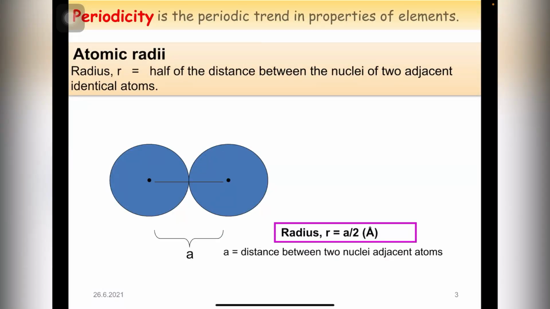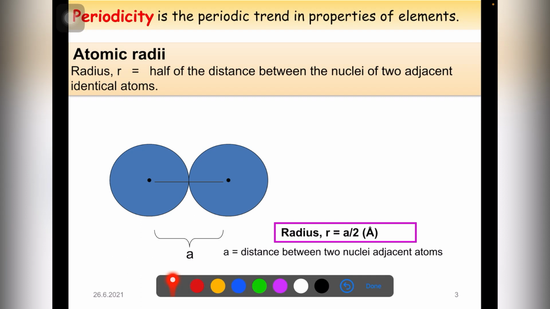Periodicity is the periodic trend in the properties of the elements. Atomic radii relate to the radius, which is half of the distance between the nuclei of two adjacent identical atoms. For the example here, there are two atoms, and this is a nucleus, and the distance between these two nuclei is the diameter.